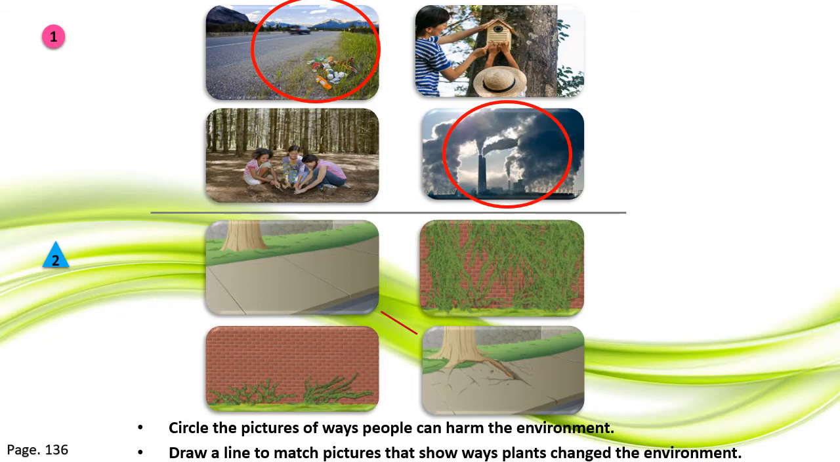We are also going to draw a line between the top right picture and the bottom left picture. In these 2 pictures, we can see that the ivy has grown up a wall.